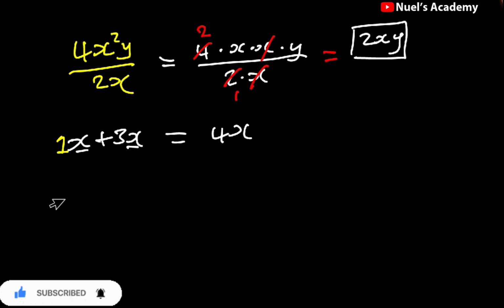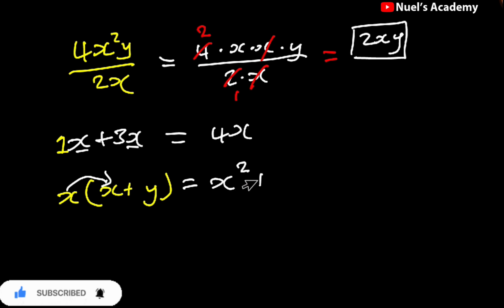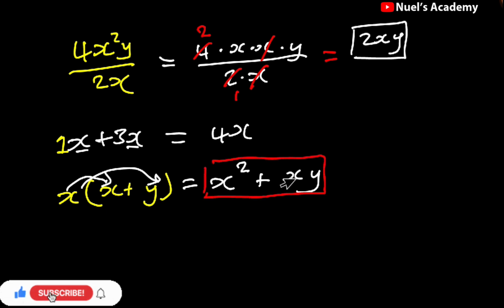So let's simplify this. You have x into x plus y. So it's already in factor form, but we're going to expand it. So let's FOIL. x times x is equals to x squared, then plus x times y is equals to xy. So this is the answer to this question.